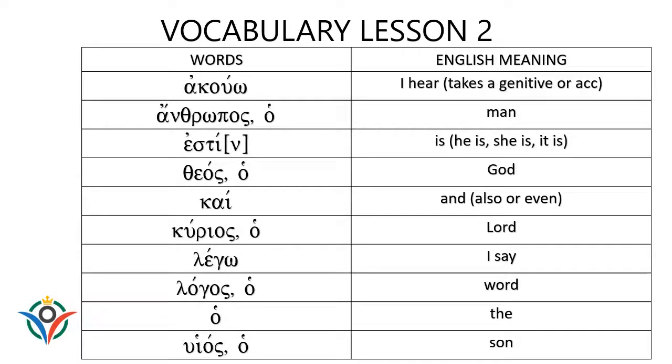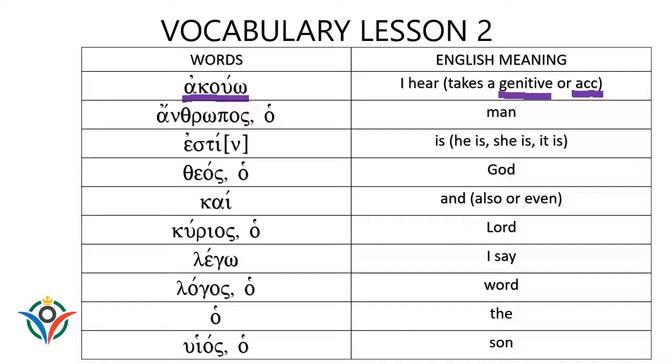Finally, we arrived at our vocabulary for lesson 2. And before we go through the words, I really want to implore you to learn the vocabulary. The more familiar you are with the Greek words, the easier it's going to be for you to read, and especially easier to do some translation. So let's have a look at these words together. We have akuo. Akuo means I hear, and in brackets we have takes a genitive or accusative. That means that this specific verb will take its object in the genitive or accusative case.